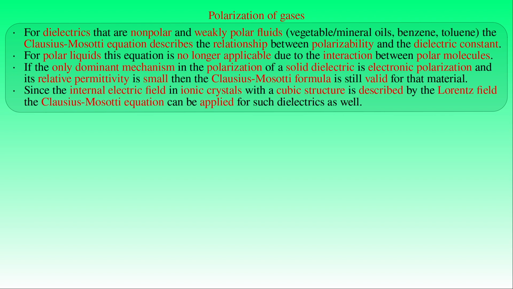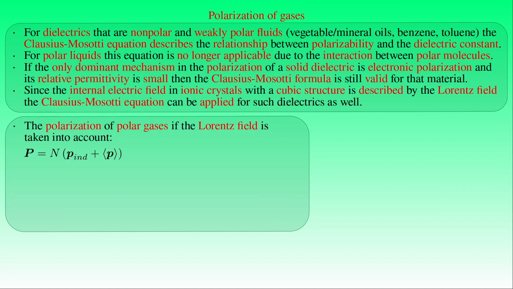If we consider gases composed of polar molecules where the Lorentz field is taken into account, then the polarization field P, given by the number density N of the gas molecules times the sum of their induced dipole moment and the average of their permanent dipole moment, is equal to the concentration N times the sum of the molecular polarizability alpha of the gas molecules and the square of the magnitude of the permanent dipole moment p over 3 times the Boltzmann constant k times the temperature T of the gas, times the vector sum of the external electric field strength E and the polarization vector P over 3 times the vacuum permittivity epsilon naught.